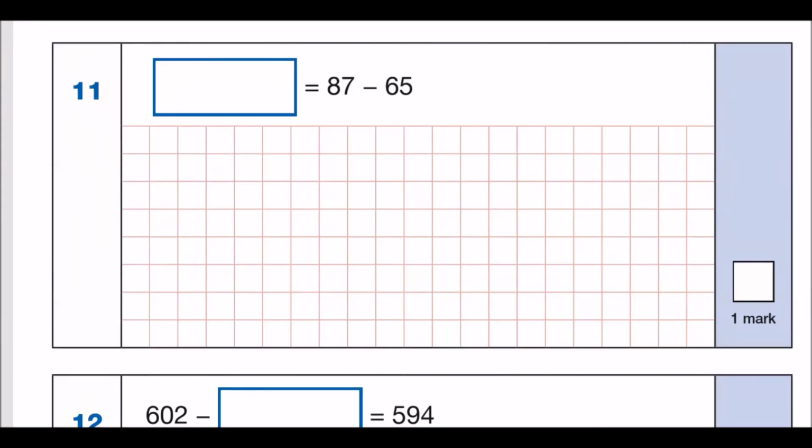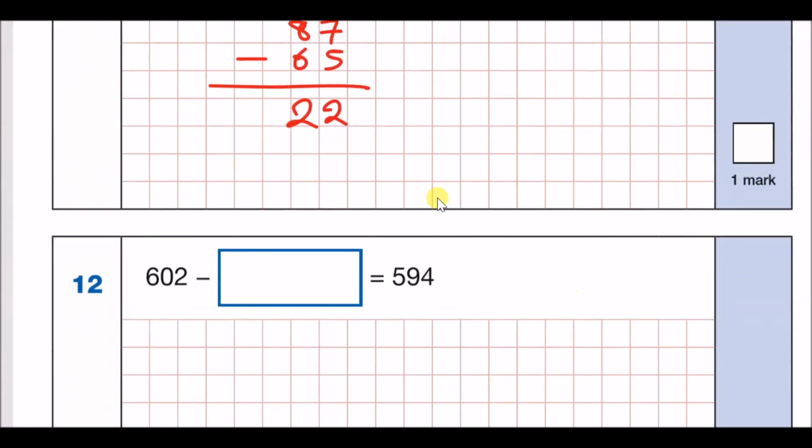Done. Okay, number 11. So something equals 87 minus 65. This is easy. So this is, again, the column method. So 87 and 65. Put a subtraction sign and then subtract. So now we've got 7 minus 5. If you subtract it, you should get 2 left over. 8 take away 6 is also 2. So this is 22. Okay, very easy.